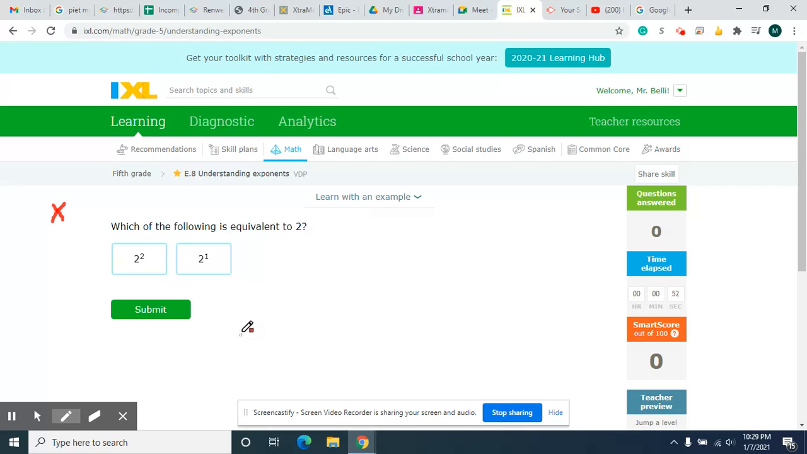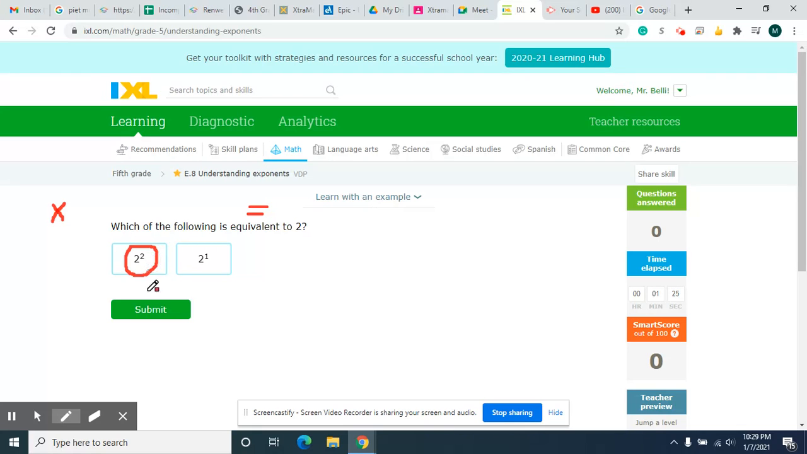Now, which of the following is equivalent to the number 2? So the word equivalent just means equal, okay? So which is 2 to the second power? Okay, there are a couple of different ways to say this number. We would say it as 2 to the second power, or we could say it as 2 squared. And then this would be 2 to the first power. But what in the world do those mean?